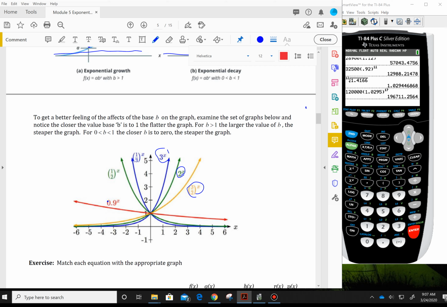For values of the base b between 0 and 1, the closer that b is to 0, the steeper the graph. So I'm looking at 1/2 and 1/3 to the x. As your base gets smaller and smaller, it gets steeper and steeper. And also notice that all three of these go through the point (0, 1), the y-intercept.